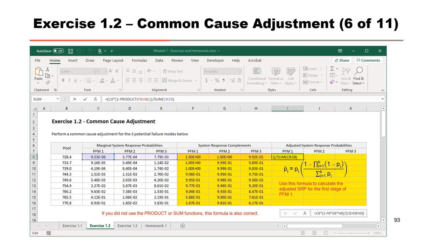You can see how much simpler the formula becomes once we have performed the intermediate step of calculating the complements. You can then use the product formula for the numerator. If you opted not to use the product or sum functions, the formula would be what you see in the bottom right.